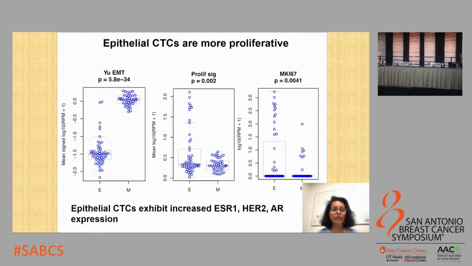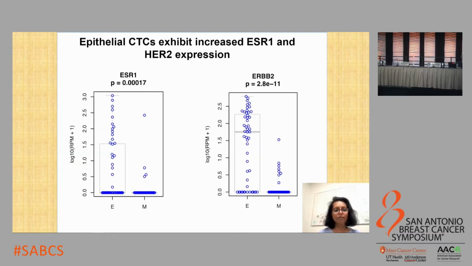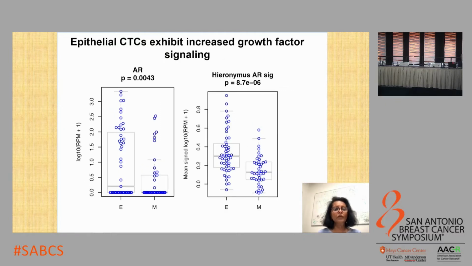We found that the epithelial CTCs were more proliferative compared to the mesenchymal CTCs. In addition, they also expressed increased levels of growth factors such as the estrogen receptor, HER2, and the androgen receptor. So as I mentioned, the epithelial CTCs have increased levels of estrogen receptor expression and HER2 expression. And they also expressed increased levels of AR expression and have increased AR signaling, which may actually contribute to the increased proliferative potential of these epithelial CTCs.